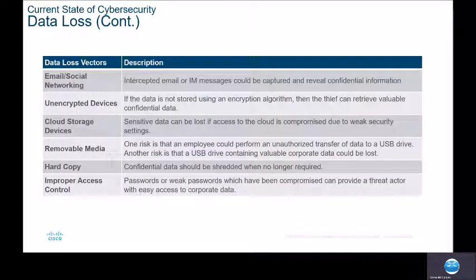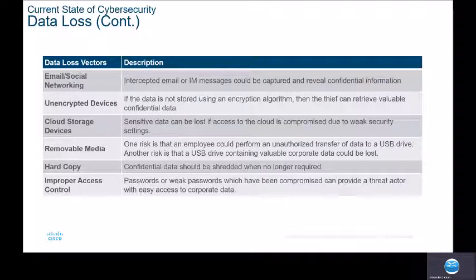Okay, so data loss vectors can be via email or social networking. Intercepted email or IM messages could be captured and reveal confidential information. Unencrypted devices: if the data is not stored using an encryption algorithm, then the thief can retrieve valuable confidential data. Cloud storage devices, of course, are in someone's data center somewhere, so data can be lost through that as well.